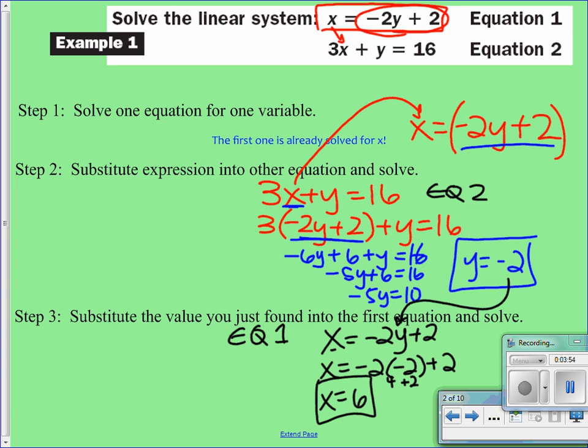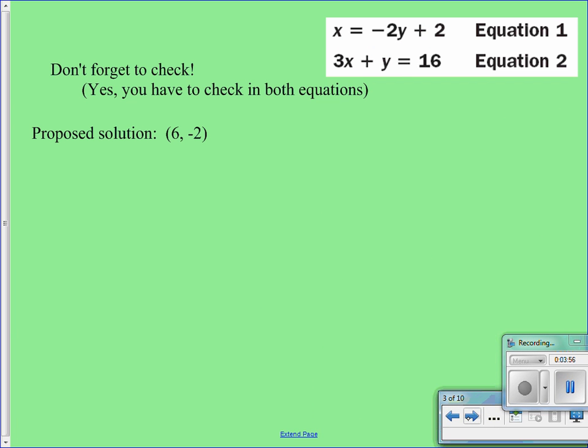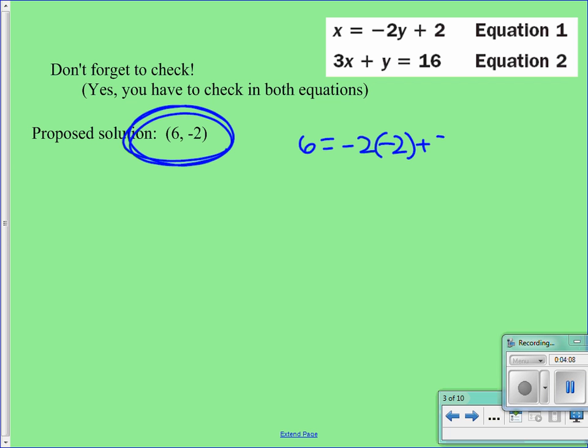Yes, now we have our solution. x is 6, y is negative 2. Here's my answer, my ordered pair of (6, negative 2). Make sure you go back and do a quick check that that works. So 6 equals negative 2 times negative 2 plus 2, and that one does work.